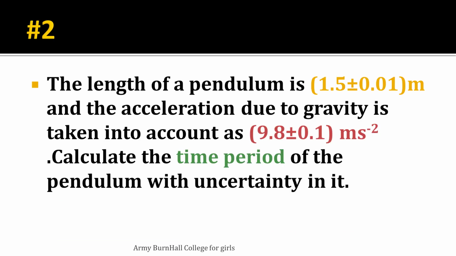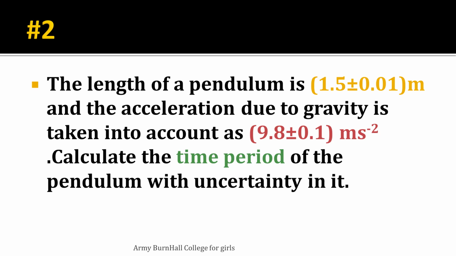Number 2: the length of a pendulum is 1.5 plus or minus 0.01 meters, and acceleration due to gravity is taken as 9.8 plus or minus 0.1 meters per second squared. Calculate the time period of the pendulum with uncertainty in it. We have done an example of a simple pendulum, but there we didn't take acceleration due to gravity with uncertainty. Here we are taking it with uncertainty.